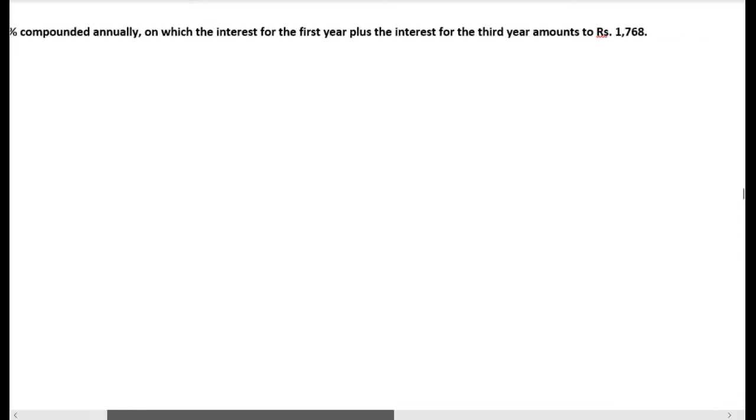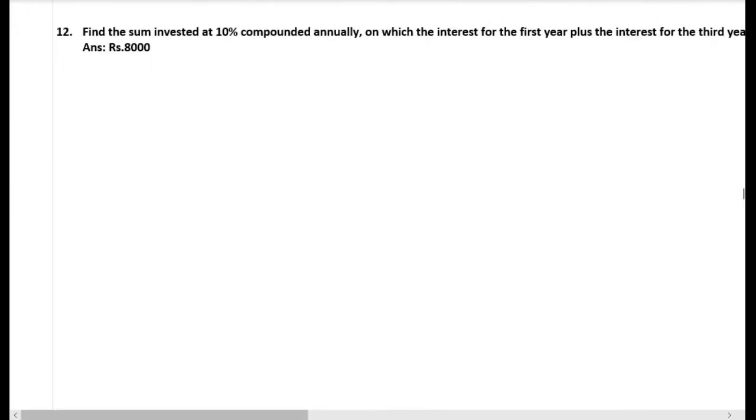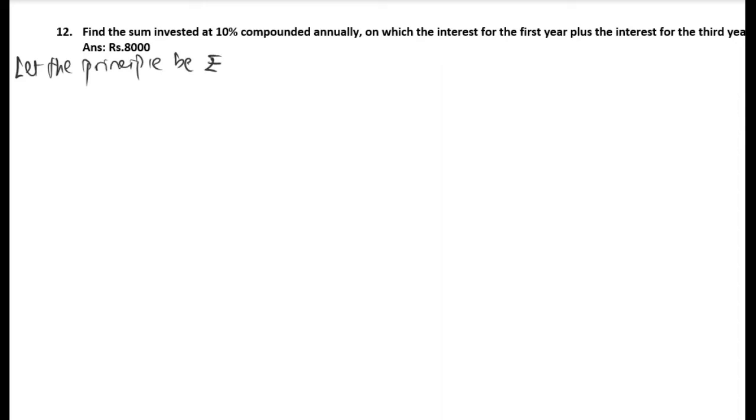Find the sum invested at 10% compounded annually, on which the interest for the first year plus the interest for the third year amounts to rupees 1768. So, a straightforward question. We have to find the principal, right? We know the method. Let the principal be rupees P. Of course P, not the 100 method. We are not doing the 100 method, right?